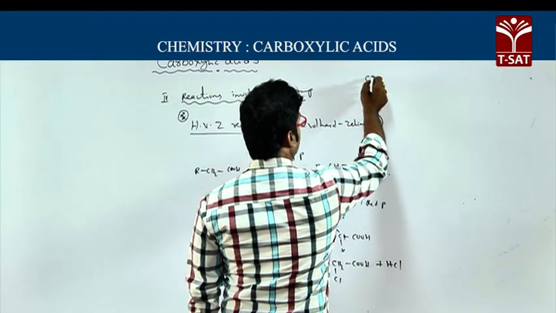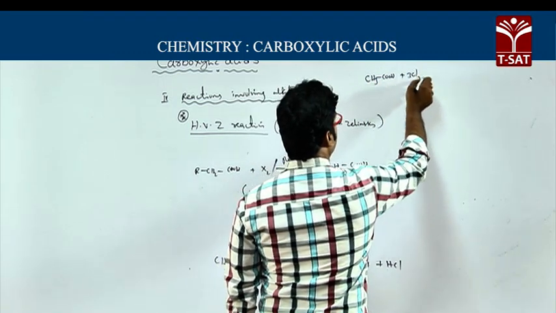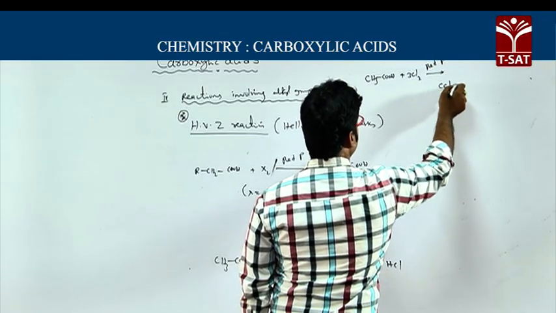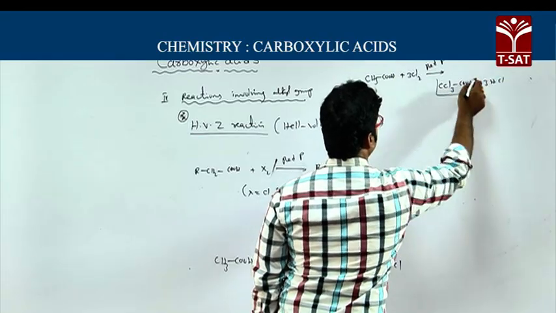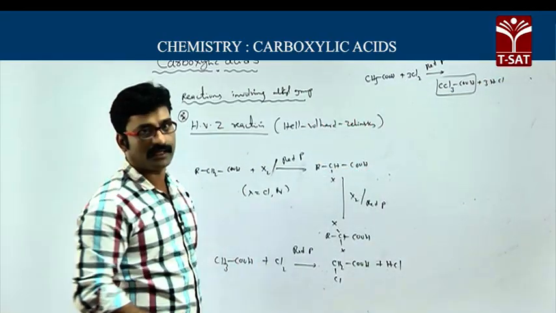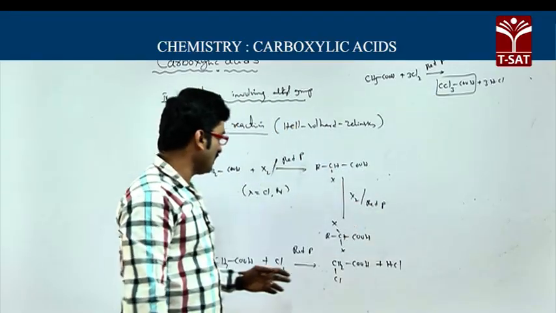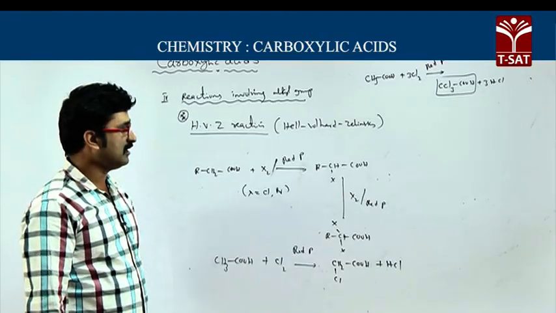Or else you can write like this also, CH3COOH. When it reacts with 3 moles of chlorine in the presence of red phosphorus, you will get CCl3COOH plus 3HCl, trichloroacetic acid. If chlorine is taken in excess, the product will be trichloroacetic acid, and if you take 1 mole of chlorine, the product will be chloroacetic acid.